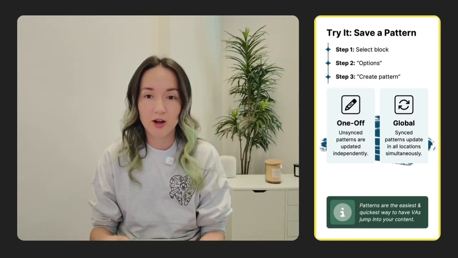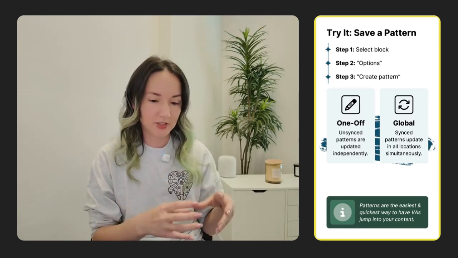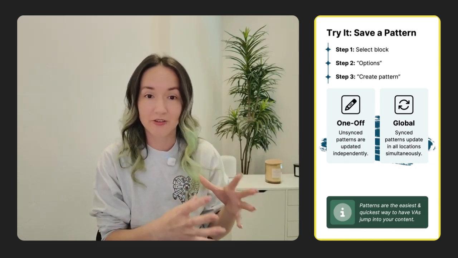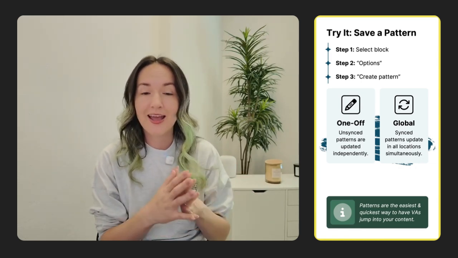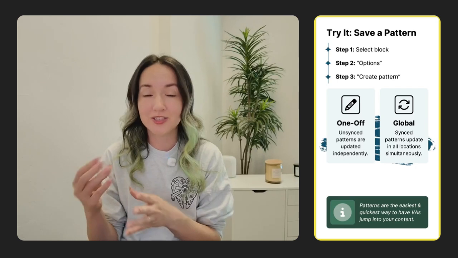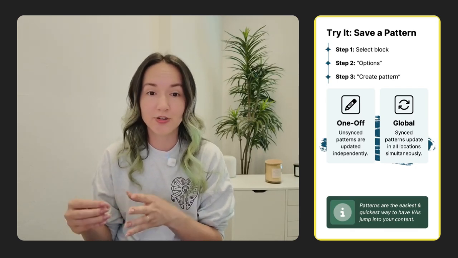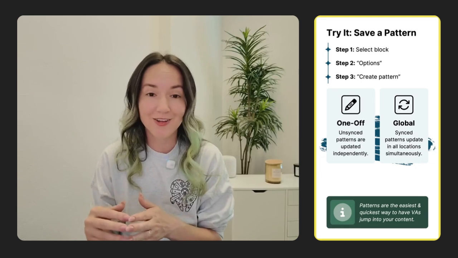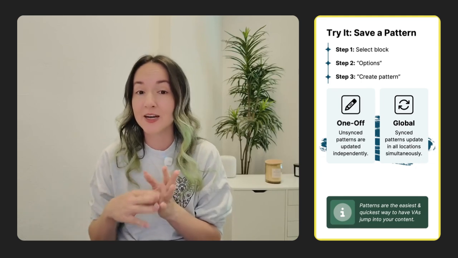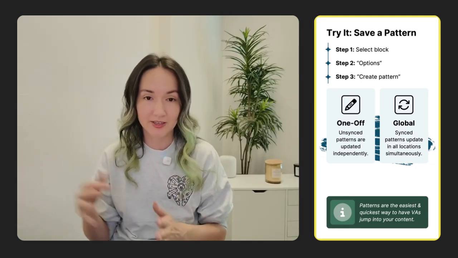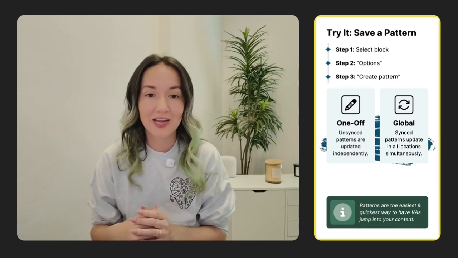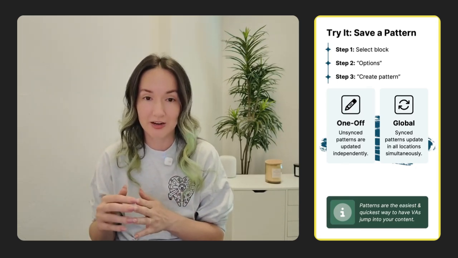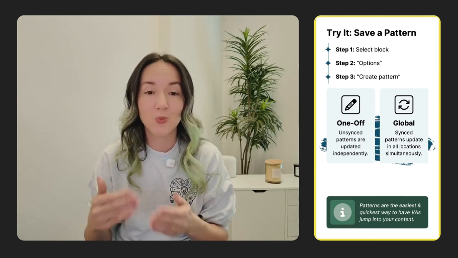Unsynced patterns are one-off patterns that you're going to update individually. So whenever you insert it, you change out the content to it, and it changes just that location where it's been inserted. A synced pattern is something that is going to globally change whenever you make edits to it. So if you change the background color from purple to blue, that's going to happen every single post where that synced pattern is. If it's in a category, if it's on your homepage, it's going to change the settings everywhere for that particular pattern. So super powerful if you want that to happen.